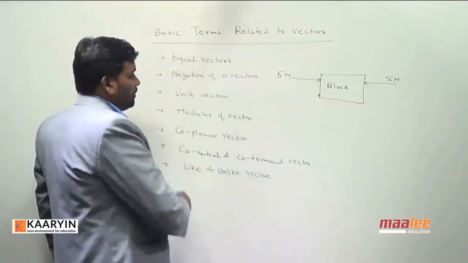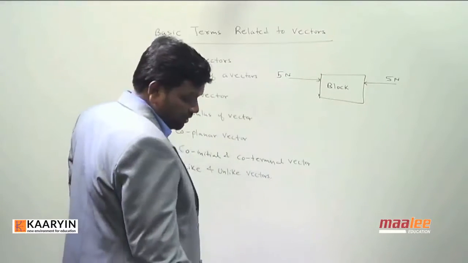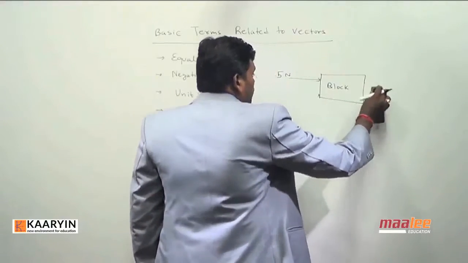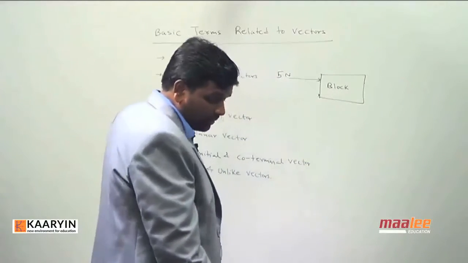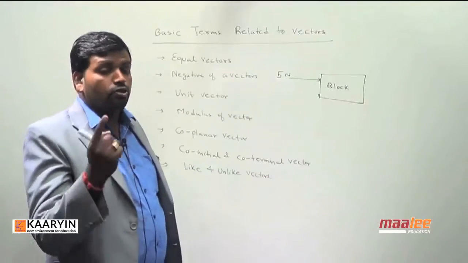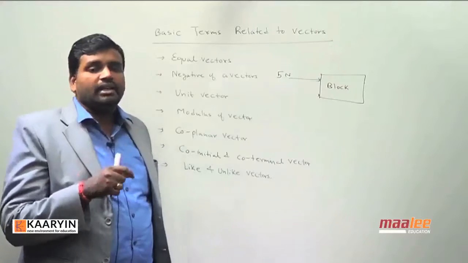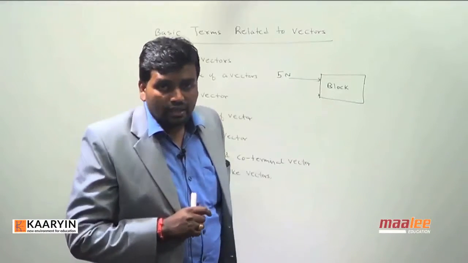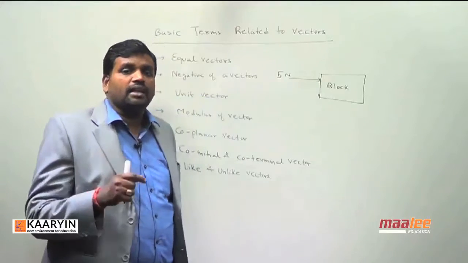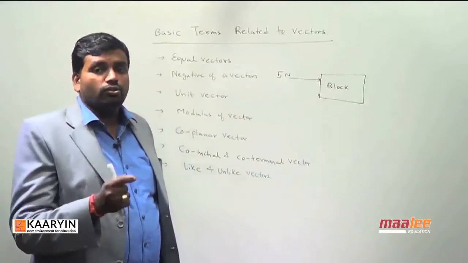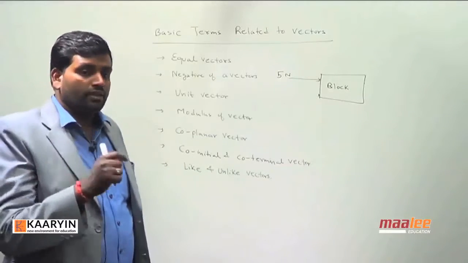Next one is unit vector. This is a very important term, unit vector. So unit vector means a vector which is having unit magnitude, its magnitude should be 1, and same direction as of the original vector. So the vector which is having unit magnitude and same direction as of the original vector, that vector is known as unit vector of that given vector.